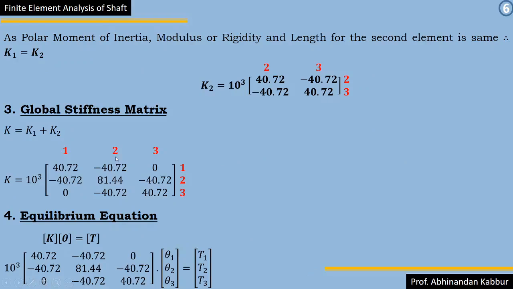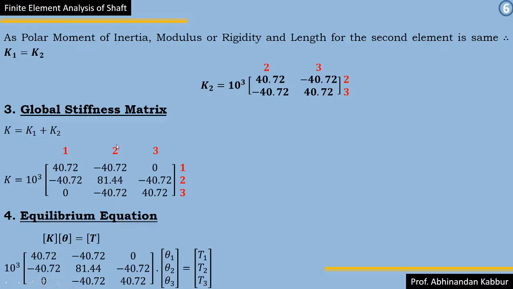Similarly, as I told, the polar moment of inertia, modulus of rigidity and length are the same. Therefore my K1 is equal to K2, the same matrix, but there the two displacements associated are 2 and 3. Therefore I'll write 2 3 horizontally, 2 3 vertically. Then I need to calculate the global stiffness matrix. So my global stiffness matrix is K1 plus K2, where from both matrices I'll take 10 to the power of 3 outside. Now when I add 2 of 2, I'll have two values, 40.72 plus 40.72, which becomes 81.44. That is the value of 2 of 2.